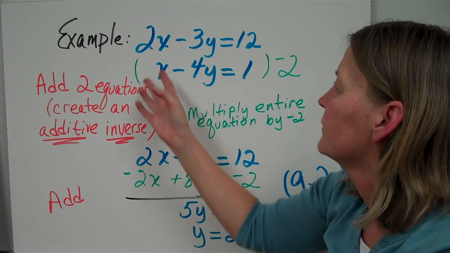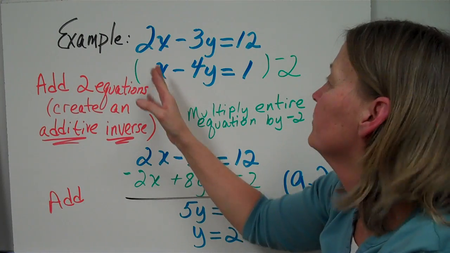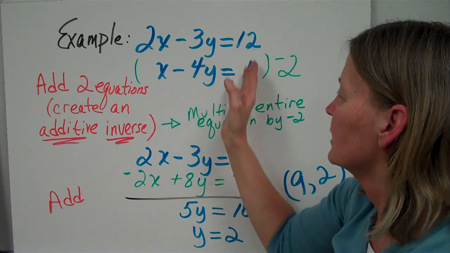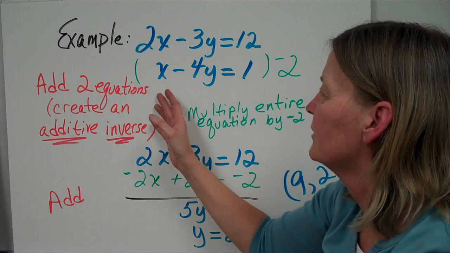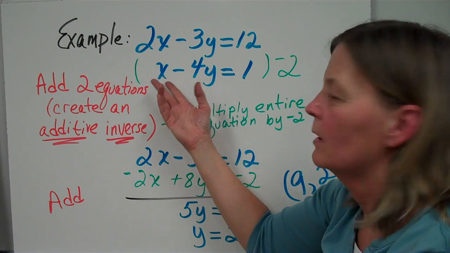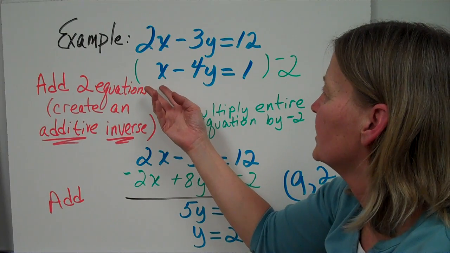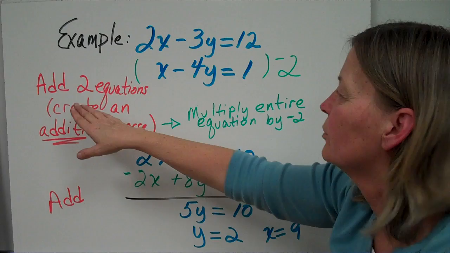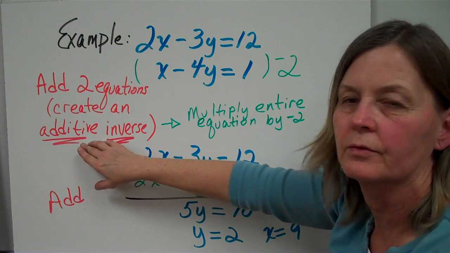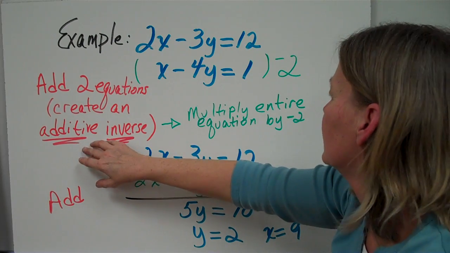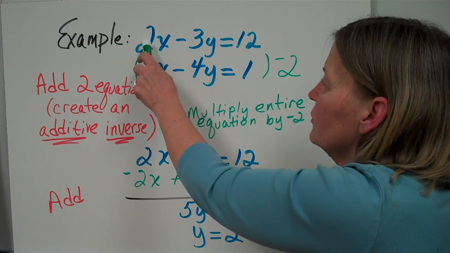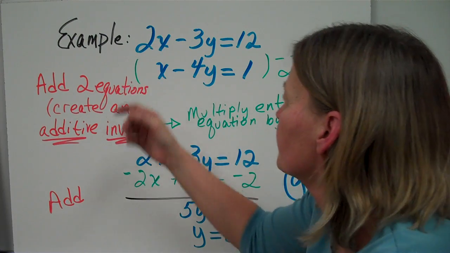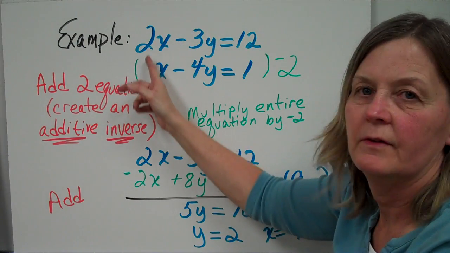In this example that I chose for you to look at, the x's are lined up, the y's are lined up, equals and constants, but there's a difference. When we add vertically, a variable is not eliminated. 2 plus x, negative 3 plus 4. So we have to create an additive inverse. Now to create one, you will have to decide, do we want to eliminate the x's or the y's? And I chose the x. So I have to create an additive inverse here.